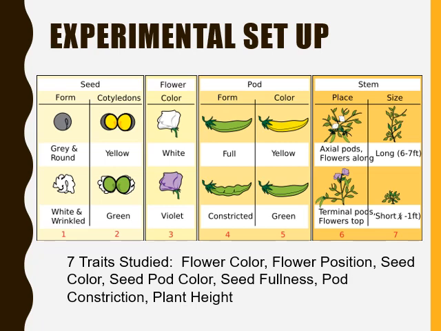So, on paper, he studied 7 traits, each with 2 characters. He studied the form of the seeds and the color of the cotyledon, the color of the flowers, the form of the pods, the color of the pods, the placement of the flowers, and the size of the plant. So it was either a gray and round seed or white and wrinkled.